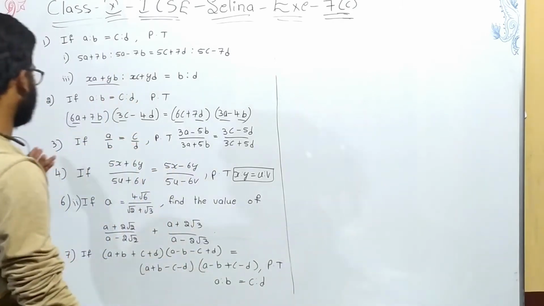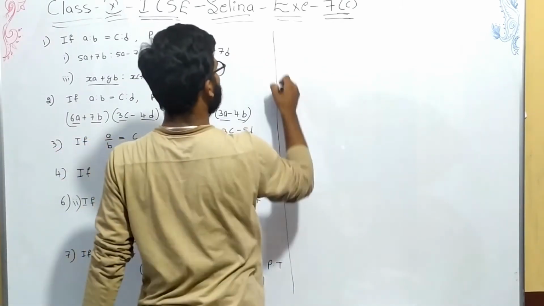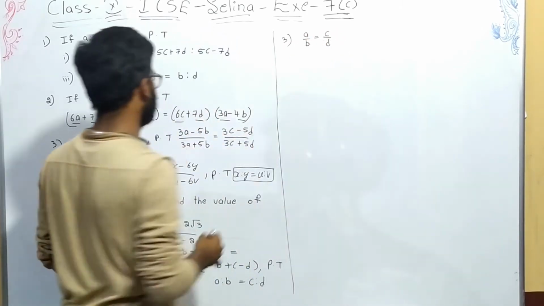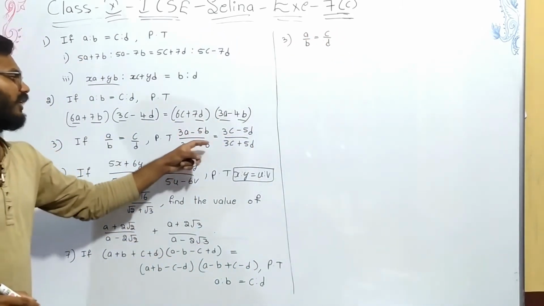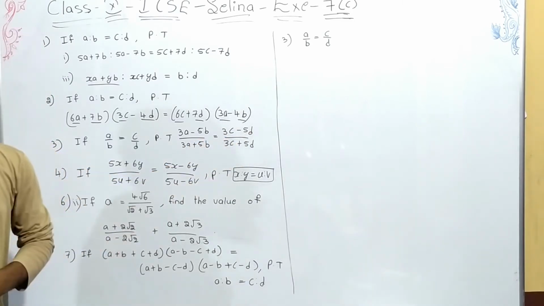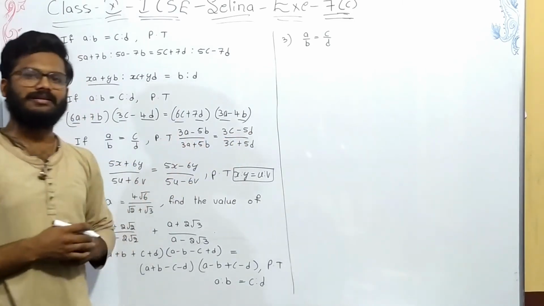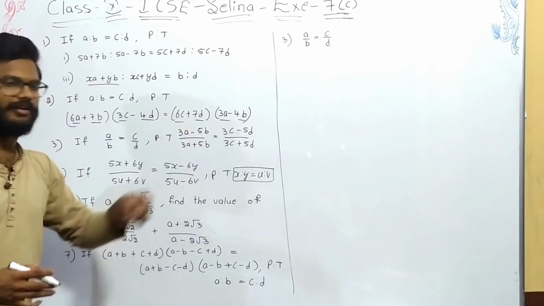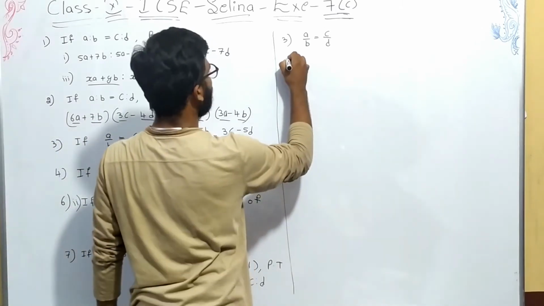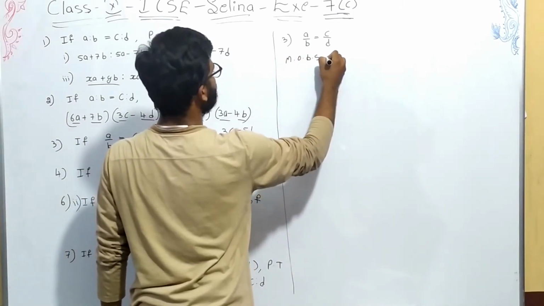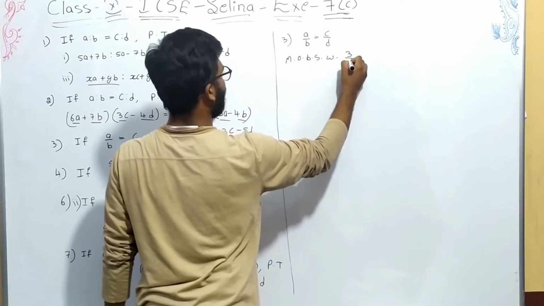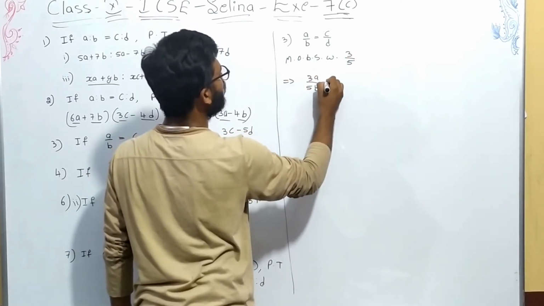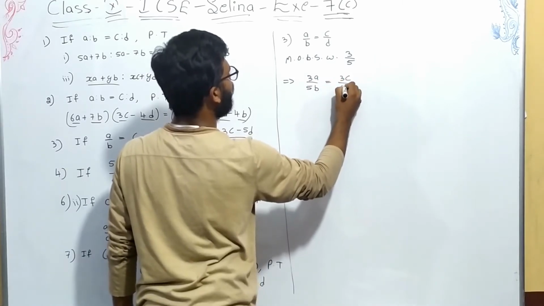Next, the third one. See, if a by b is equal to c by d, they gave a by b is equal to c by d. What do I have to prove? 3a minus 5b by 3a plus 5b is equal to 3c minus 5d by 3c plus 5d. Here both plus and minus are there. It is a reciprocal ratio of componendo and dividendo of 3a and 5b, right? So what do I have to do? Multiplying on both sides with 3 by 5, that implies 3a by 5b is equal to 3c by 5d.